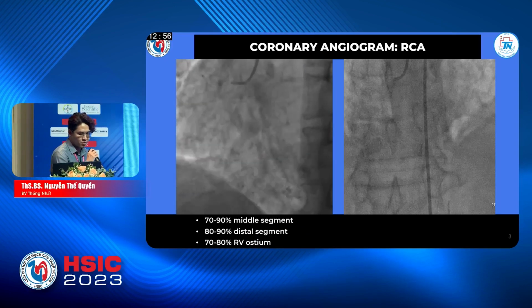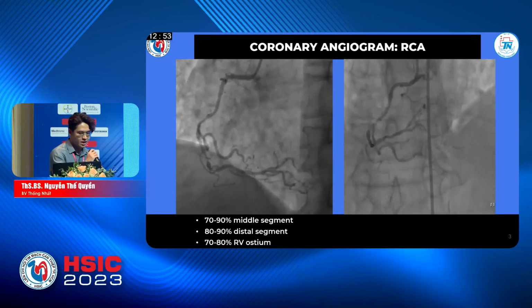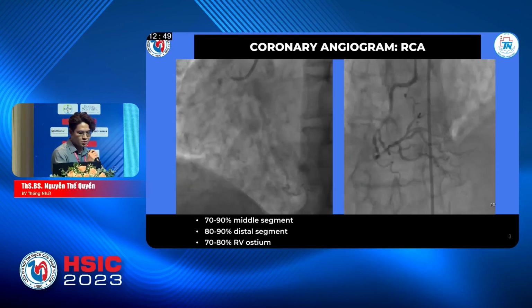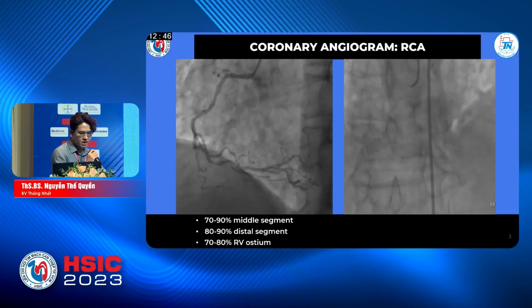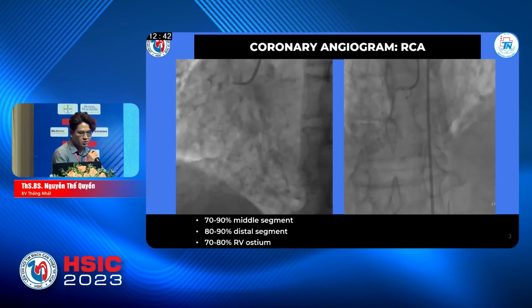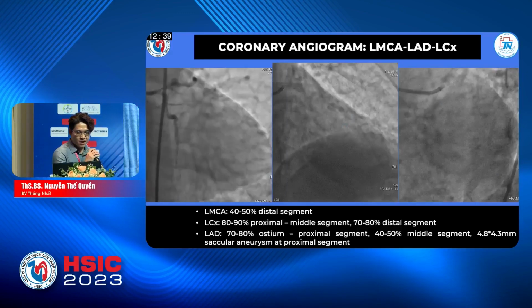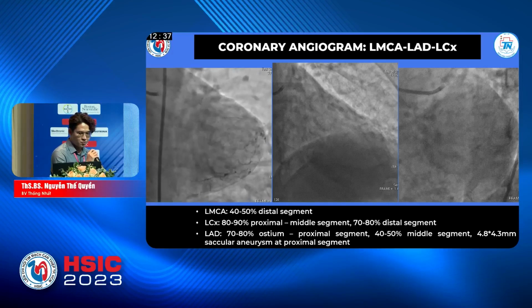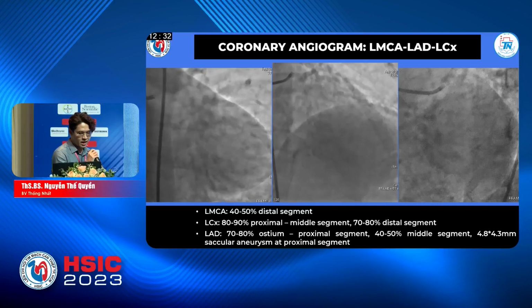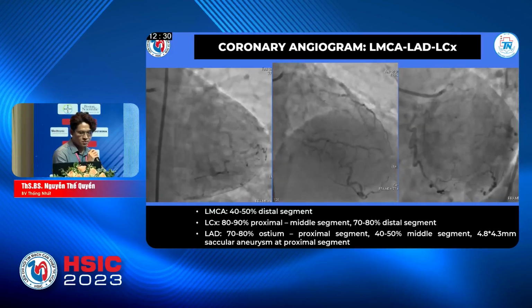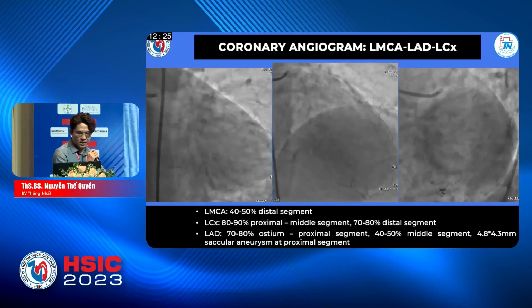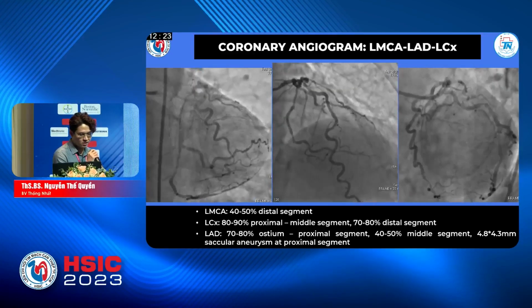The RCA angiogram showed a 70 to 90% stenosis at the middle segment, 80 to 90% at the distal segment, and 70 to 80% stenosis of the RV ostium. The left coronary angiogram showed 40 to 50% stenosis at the distal segment of left main, 80 to 90% stenosis from the proximal to middle segment, 70 to 80% at the distal segment of the circumflex.